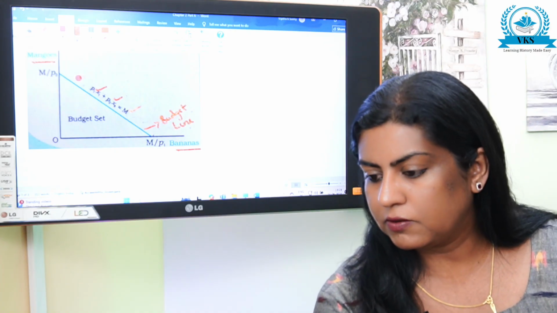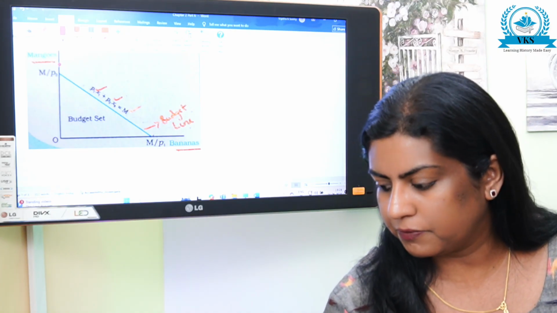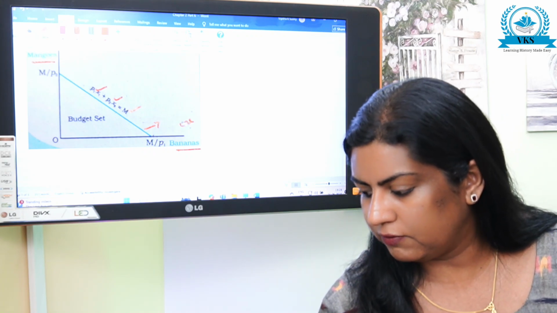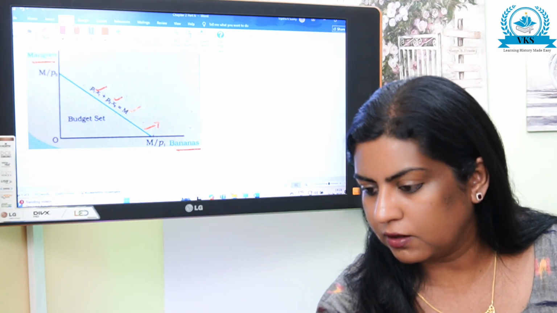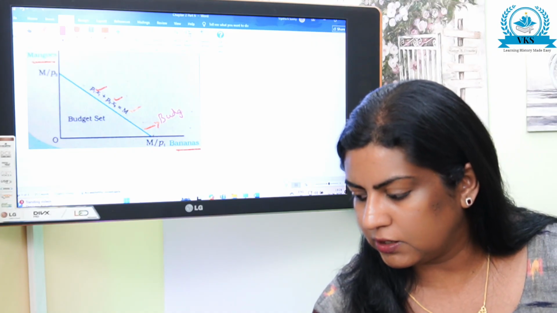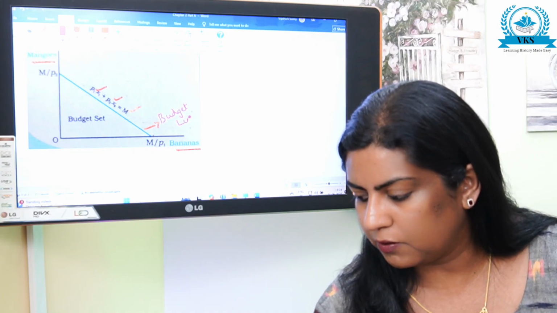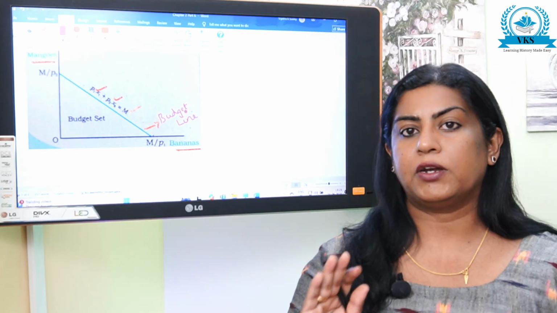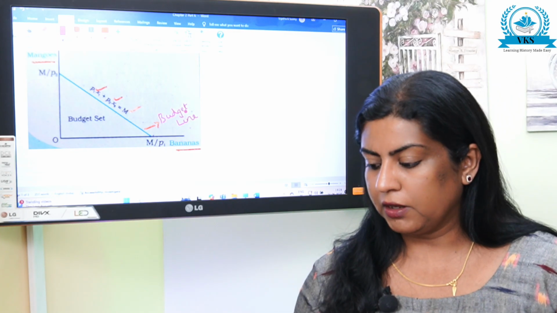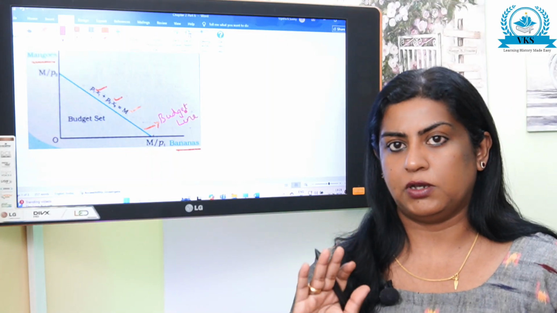I will just change the pen so that it will be much clearer. So this line which you see is called the budget line. So this is the perfect point or perfect bundle which a consumer chooses. Now that concept you keep in your mind.